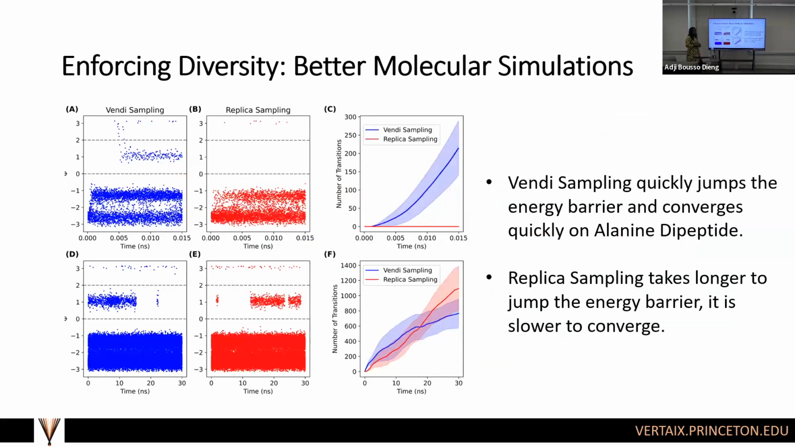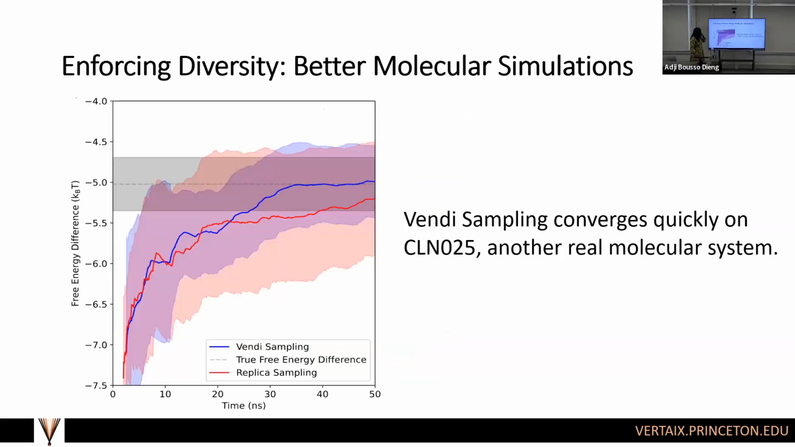This is showing how it's doing that. This figure is showing that the Vendi sampler quickly managed to jump the energy barrier. So it's doing that transition, the number of transitions for the first few nanoseconds. You see how the Vendi sampler already has done a lot of the transition between the different configurations, whereas that's not the case for the replica sampler. When you extend now the amount of time, of course, the replica sampler will now start having these transitions, but by that time, the Vendi sampler has already converged. So that's what this figure is informing us of.